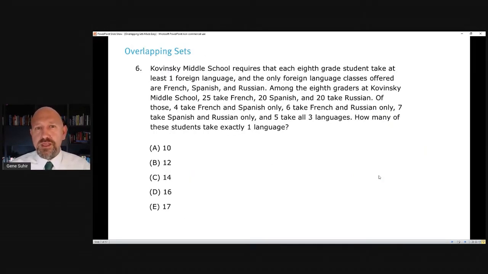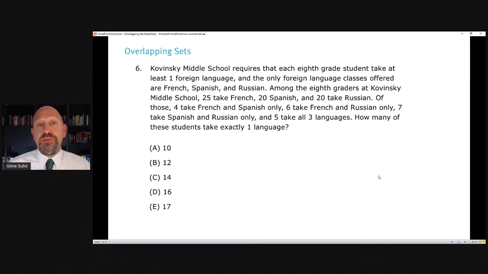Look over this problem. See if you can identify how many sets there are that would overlap. This time, it's not two overlapping sets. This time, we have a total of three overlapping sets at Kavinsky Middle School, a fine institution. We've got French, Spanish, and Russian. Well, so what do? There is a version of the formula that you could potentially use when there's three overlapping sets, but it's really long and gets ugly.